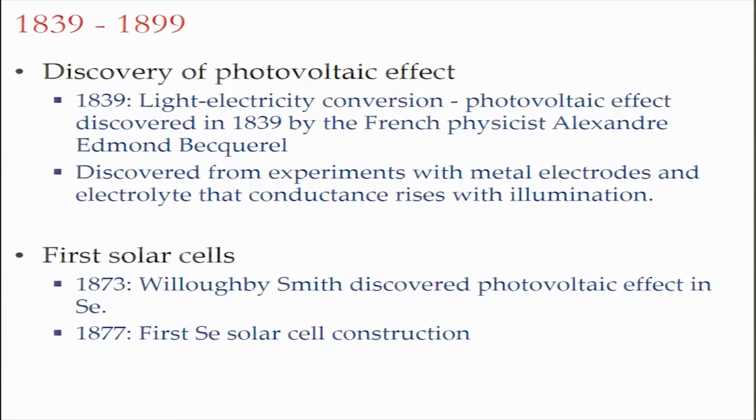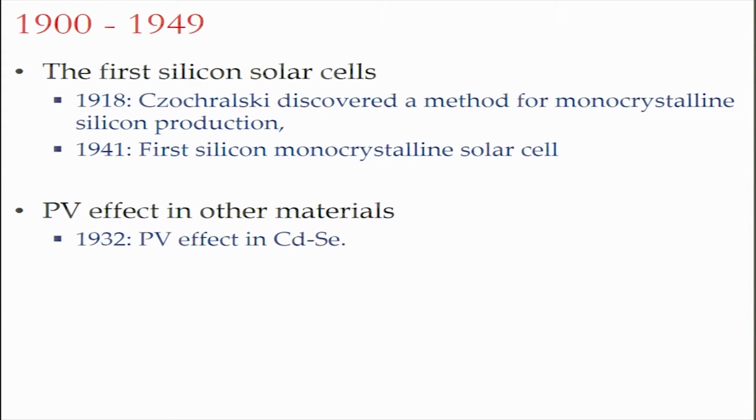The first solar cells, however, were made in 1873 when the photovoltaic effect was discovered in selenium, and then 1877 was the time when the first selenium solar cell was made. Of course, there are a lot of other intermediate stages which we do not have time to get into, but then came the age of silicon. In 1918, after the First World War, Shklovsky discovered a method for making monocrystalline silicon. However, the first silicon monocrystalline solar cell came in 1941. And then in between, in 1932, people also observed the PV effect in cadmium selenide.